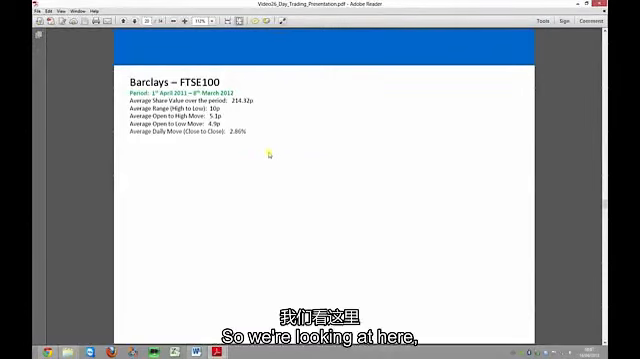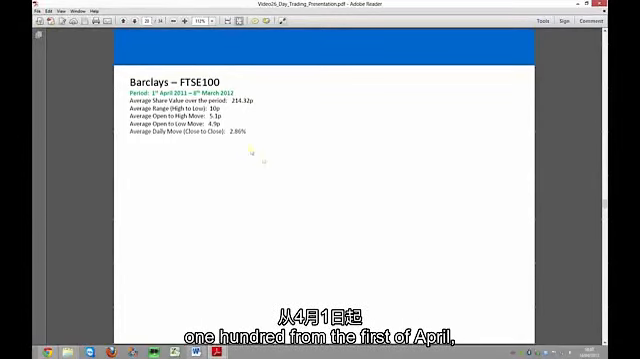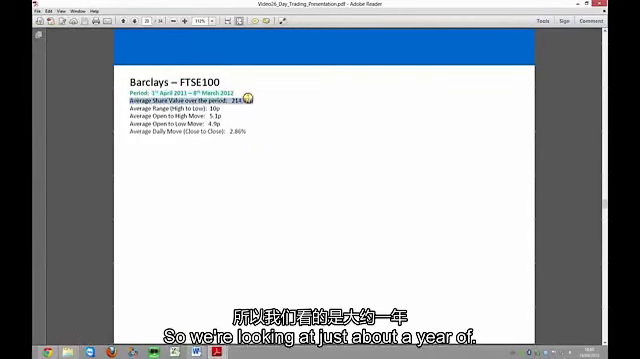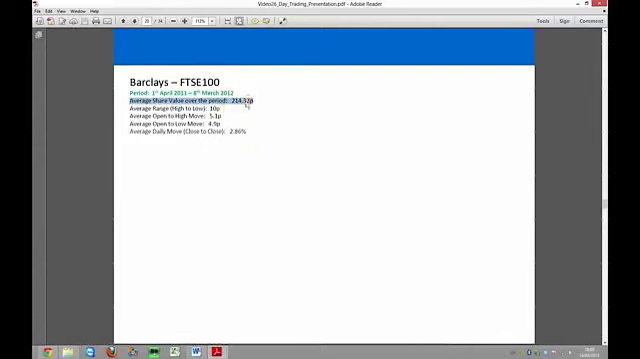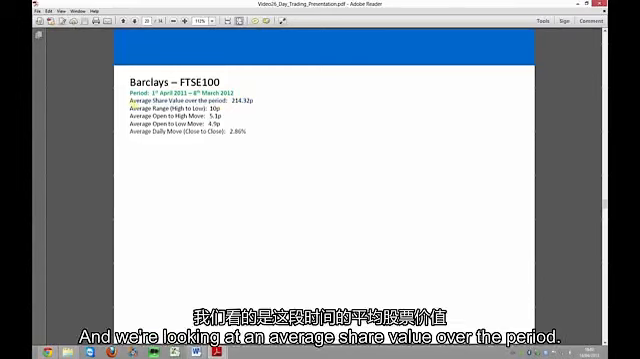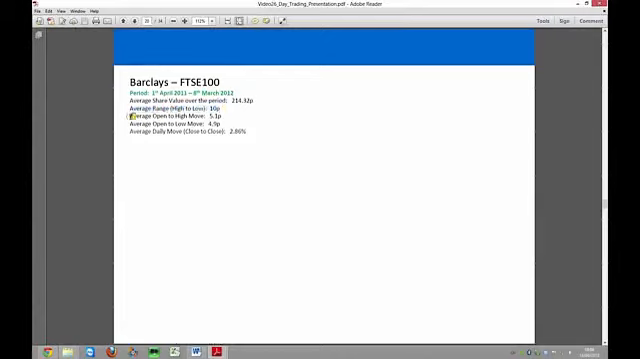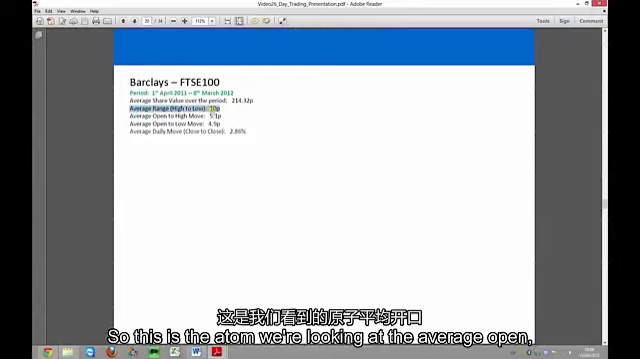So we're looking at here Barclays in the FTSE 100 from the 1st of April 2011 to March 2012. So we're looking at just about a year of data, and we're looking at an average share value over the period. We're looking at the average range, high to low. So this is the ATR.